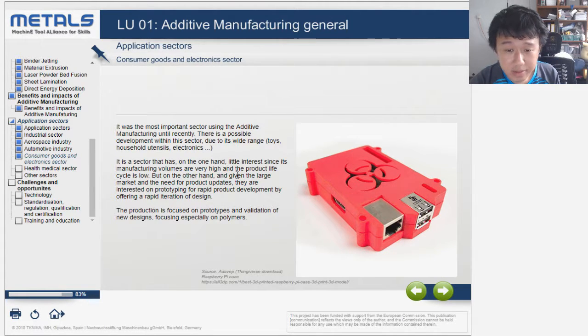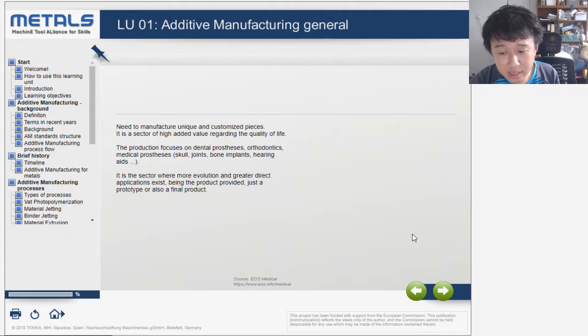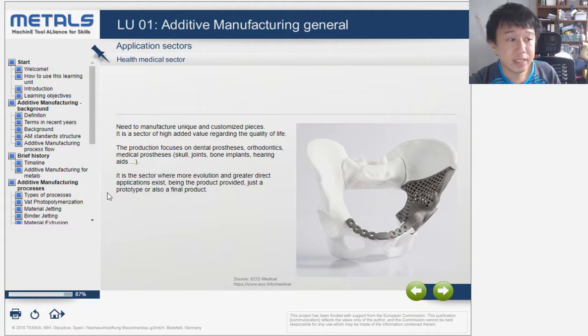So yeah, consumer goods, I'll say this is always the starting point because once consumers understand the technologies, then they find out some award-winning ideas or profitable ideas, and then they'll start the company, and then the industrial will pick up a bit. Health medical sectors need to manufacture unique customized pieces such as bone implants.